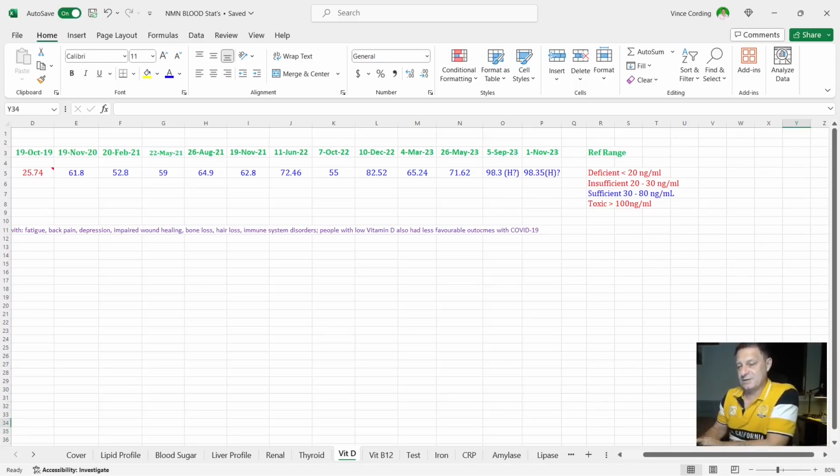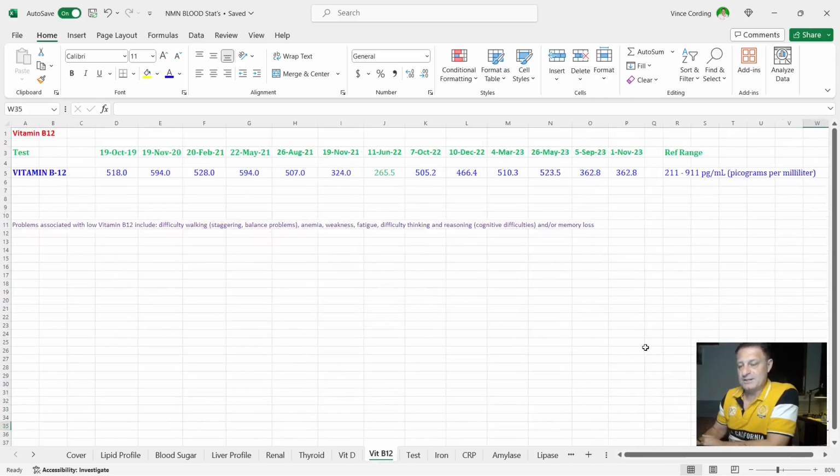If after the next 3 months there is no change, I might consider dropping down to maybe 5 days a week of 5,000 international units just to see what happens. But that's it for my vitamin D3. Vitamin B12, you can see here, exactly the same as it was 3 months ago, so well within the reference range. I'm happy with that.